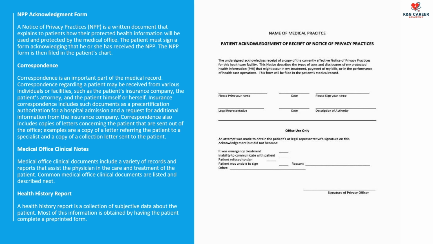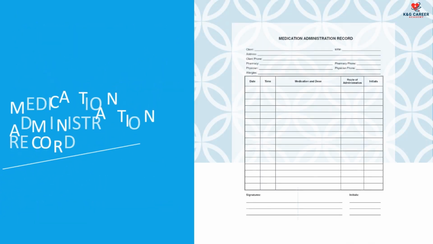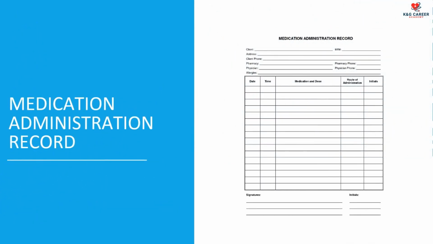Health history report. A health history report is a collection of subjective data about the patient. Most of this information is obtained by having the patient complete a pre-printed form. Medication administration record.